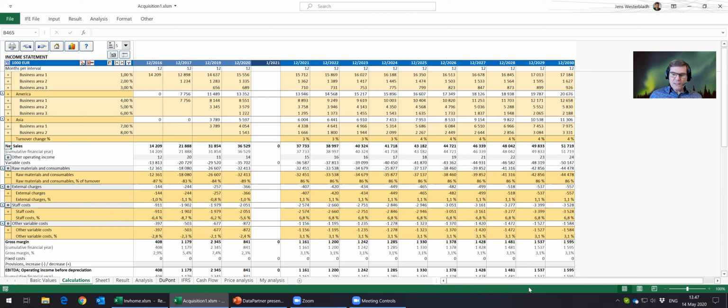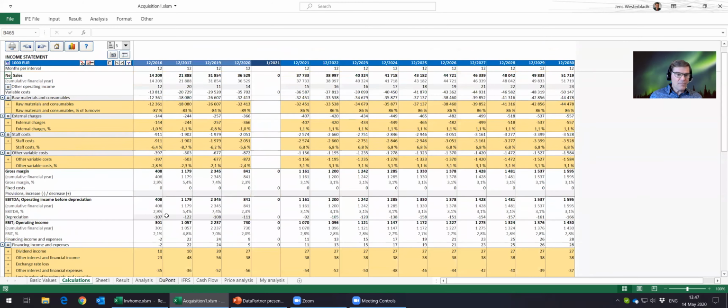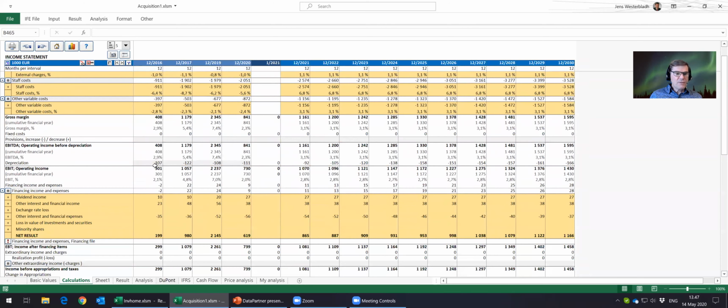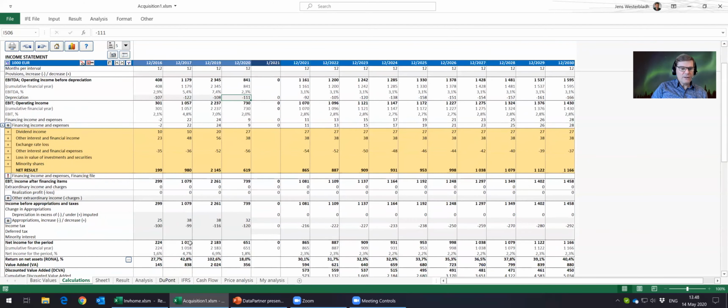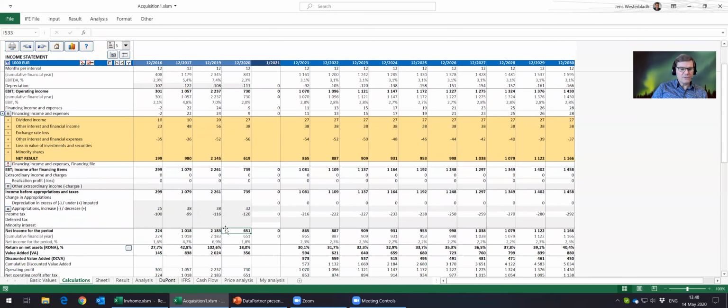So basically we now focus on the historical periods. We enter the numbers, depreciations are entered, not calculated. And then here financial income and expenses are also entered. For historical numbers, it's of course relevant to get the correct net income. For the forward-looking statements, it's not that important because the valuation does not take into account the financing items anyway. So we have here the net income of the historical years.